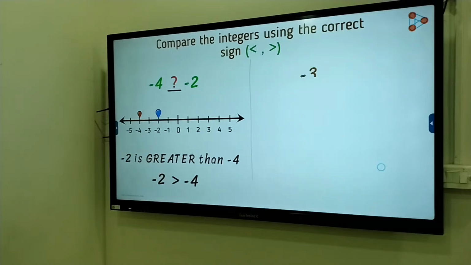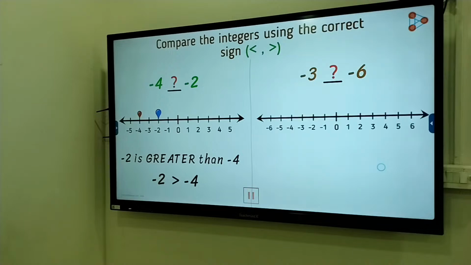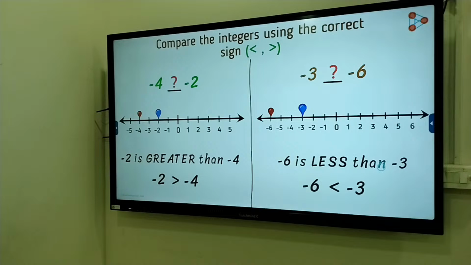Likewise, can you compare negative 3 with negative 6? Which one is lesser in value? That's correct. Negative 6 is less than negative 3. Understand this well. The order of integers is such that the one on the right is always greater than the one on its left, and the one on the left is always smaller than the one on its right.